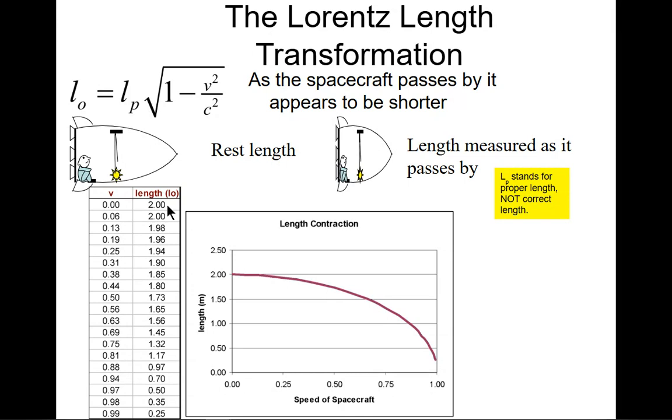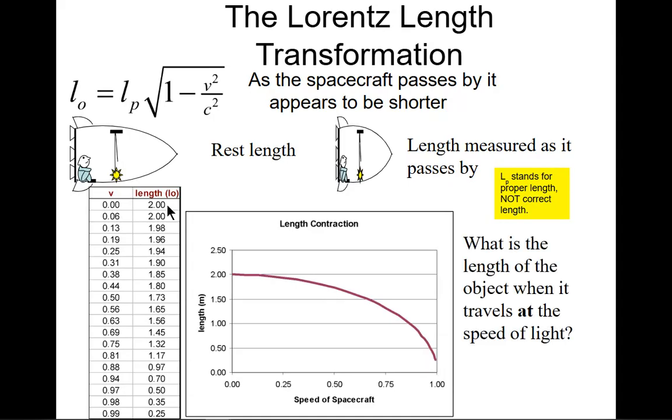Okay? And we're not going through the derivation of this particular equation, but it does take on a similar, but definitely different form. And here's the question though: what is the length of the object? Because I said we like to go to the extremes in these thought experiments. What's the length of the object going to be when you travel at the speed of light?